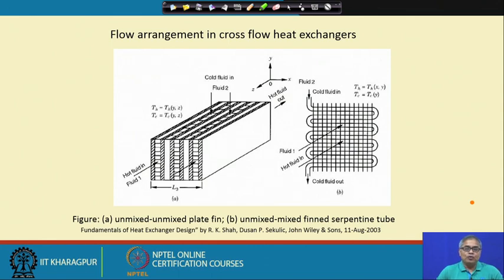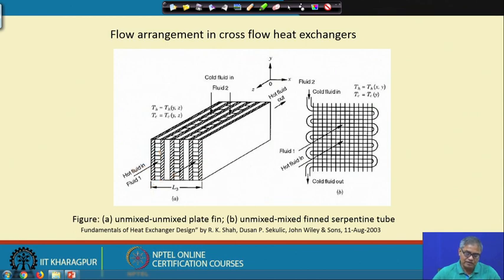Particularly cross flow heat exchanger, let us spend some time on cross flow heat exchanger, because there are certain variations in cross flow heat exchanger. So, two different types of cross flow heat exchanger have been shown in this particular slide. You see this is one cross flow heat exchanger, this could be a plate fin heat exchanger. You see there are passages for two gases, one hot fluid that is coming through these passages.